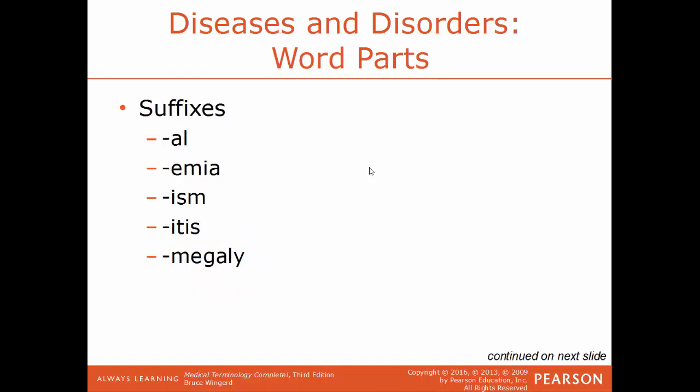Some common suffixes you'll see. Al means pertaining to. Emia means of the blood. Ism is a condition or a process. Itis means the inflammation of. Megaly means the abnormal enlargement. Oma is a reference to a tumor. Osis is a reference to an abnormal condition. Pathy is a reference to a disease. And penia is a reference to a deficiency.